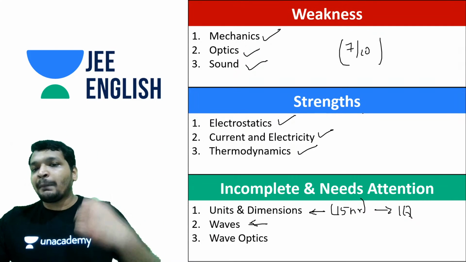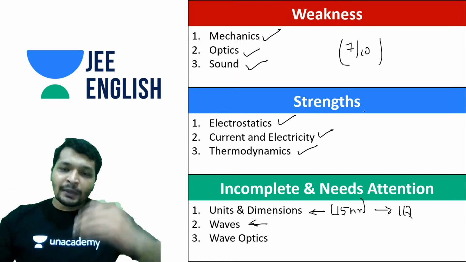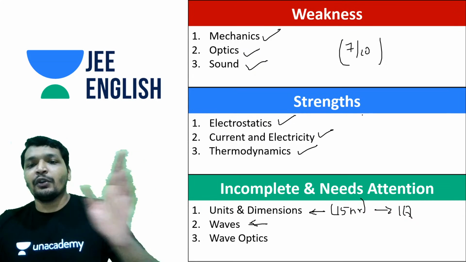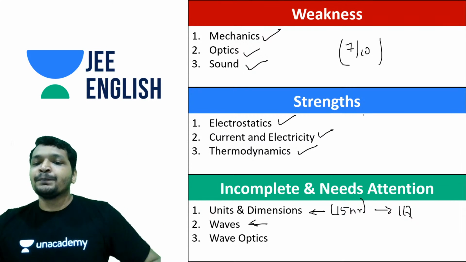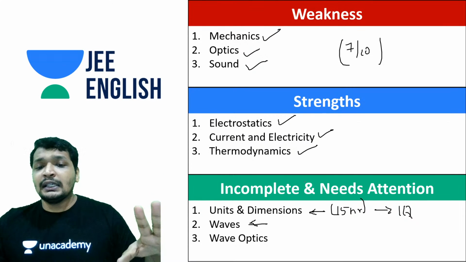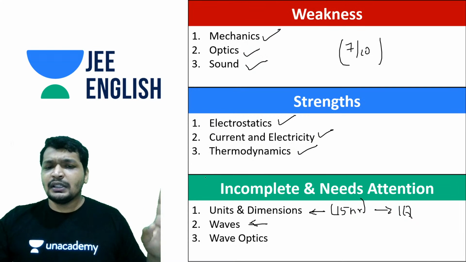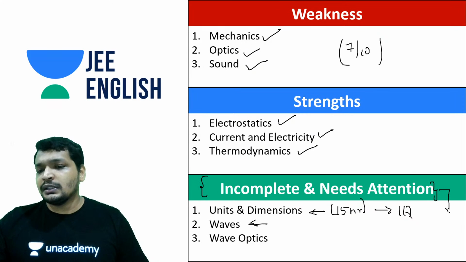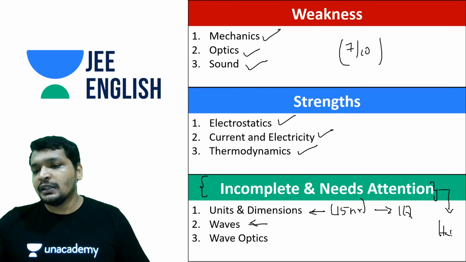But first of all, start mapping it down. Start writing down the topics in a table. It may not necessarily look like this table. Maybe on each paper you want to write down your strengths, weaknesses, and incomplete topics and what needs attention. Basically incomplete topics are the topics that you haven't touched, or that are half complete. Both will come under this. Half complete will also come under this, guys.